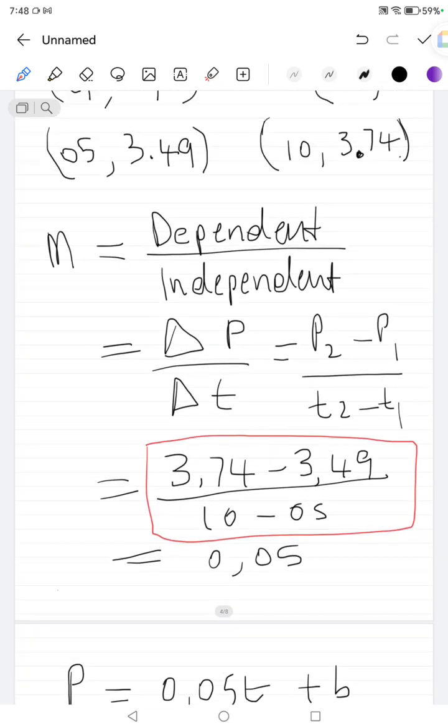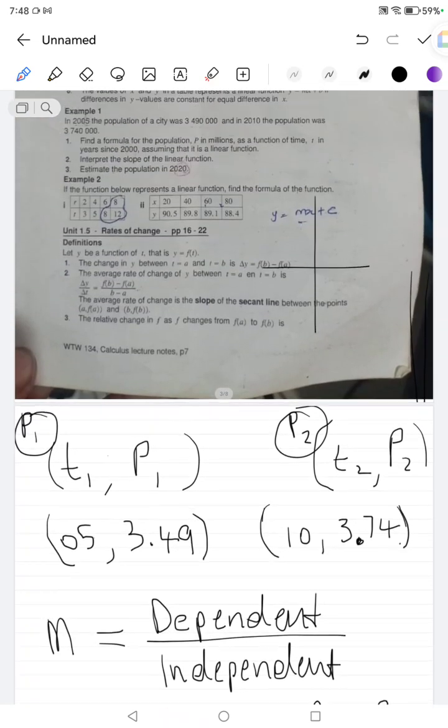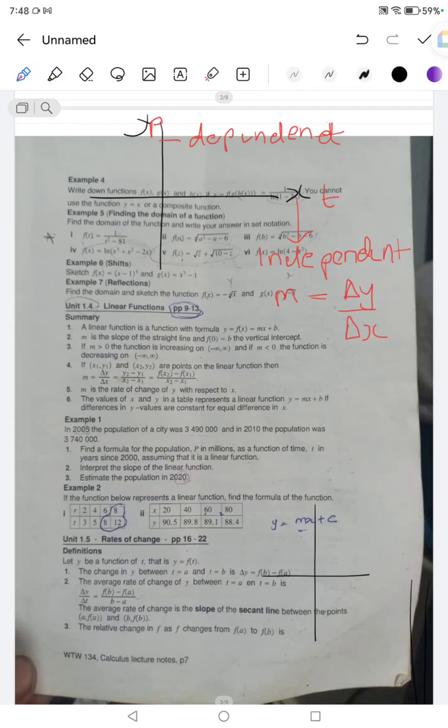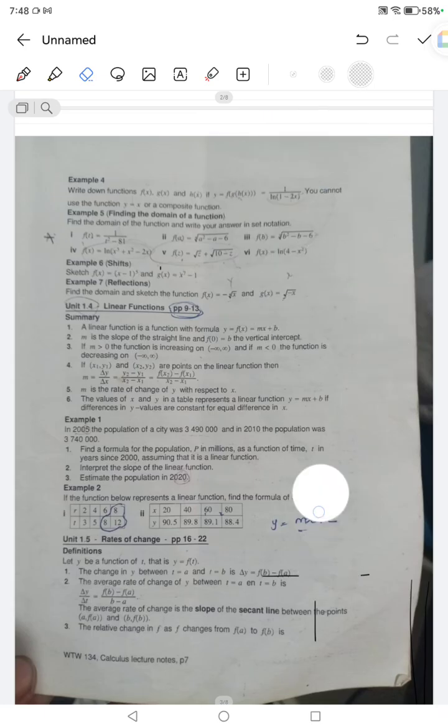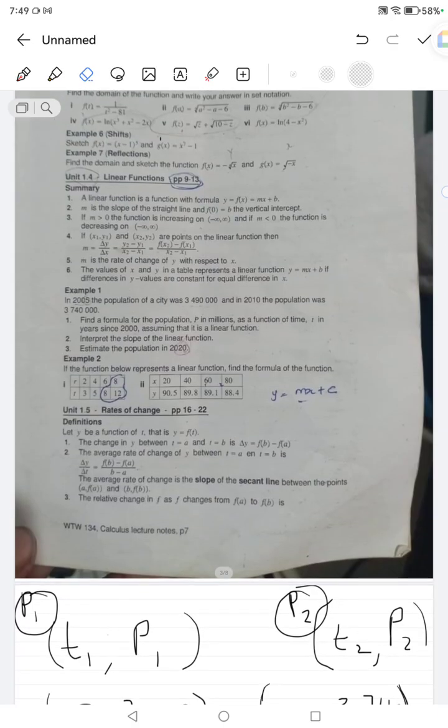Those are just the steps, and you will see most of the questions are somehow in this form. So whatever we've discussed this side, make sure you were able to understand, including your independent and dependent values.